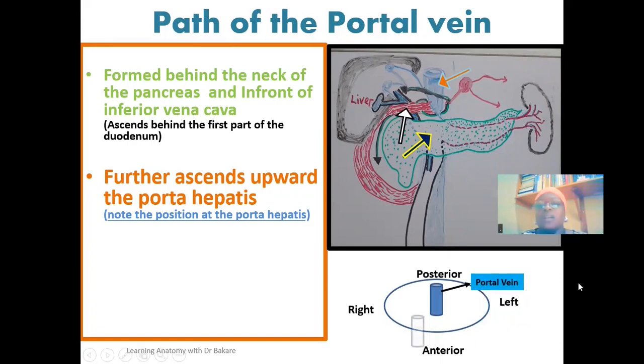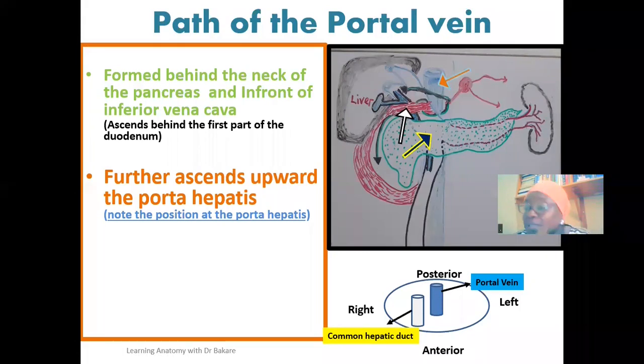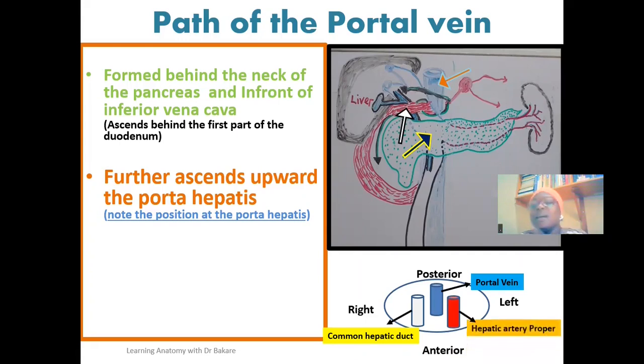In the anterior part, towards the right region, we have the common hepatic duct, which carries bile. This also needs to pass through the porta hepatis because it transports bile that is produced in the liver to be stored in the gallbladder. Then on the anterior side still, but on the left side, we have the hepatic artery proper, highlighted here in red.